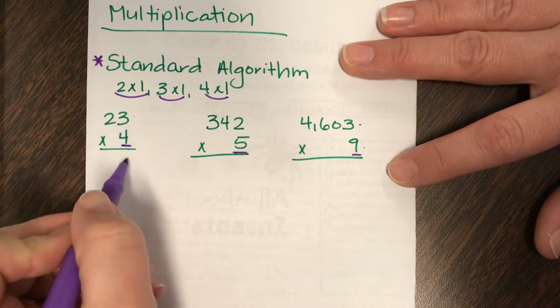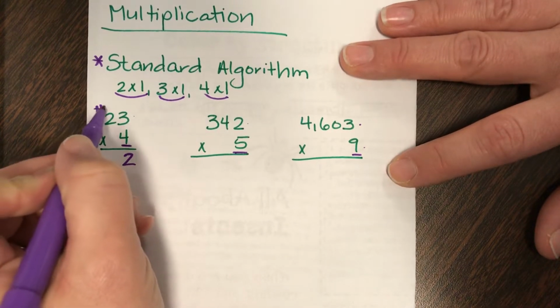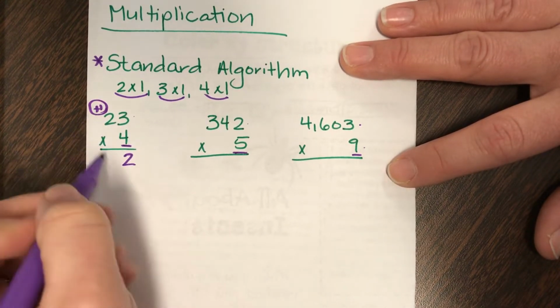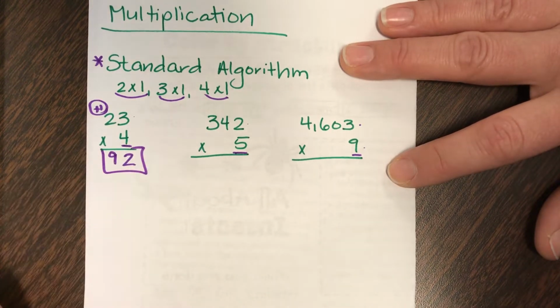So you would do 4 times 3, 12, regroup that 1, 4 times 2 is 8, plus that 1 is 9, for a total of 92.